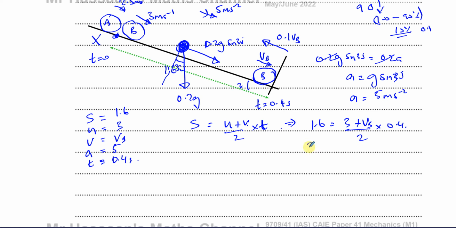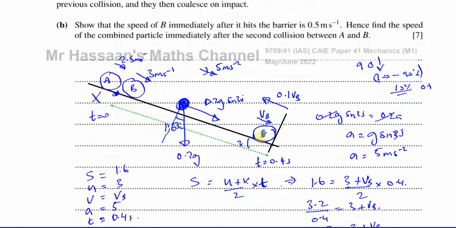Okay, so that's going to be 3.2, 2 times 1.6 over 0.4 equals 3 plus VB. So that's 3.2, that's going to be 8 equals 3 plus VB. So the velocity of B is going to be 8 minus 3, which is 5 meters per second. So the velocity of B as it hits the barrier is 5 meters per second.